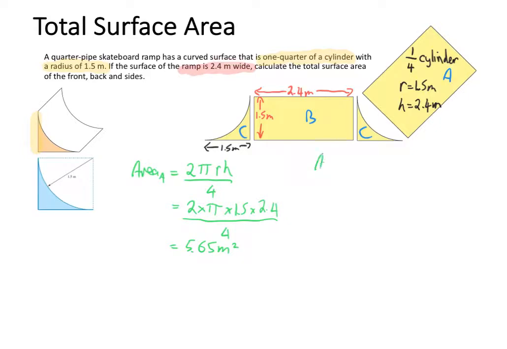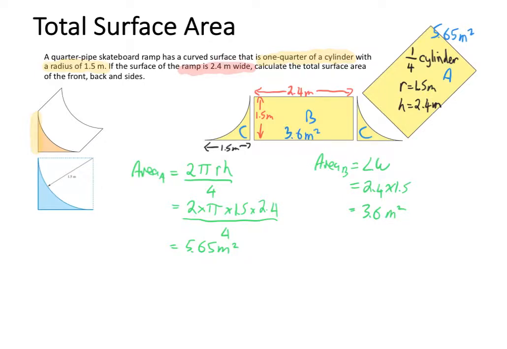Moving on to area B, which is the back part of my skateboard ramp, which forms a rectangle. So it's going to be length times width. So 2.4 times 1.5, and that is going to equal 3.6 meters squared. So I'm going to add those two values onto my net. So the front is 5.65 meters squared. The back is 3.6 meters squared.